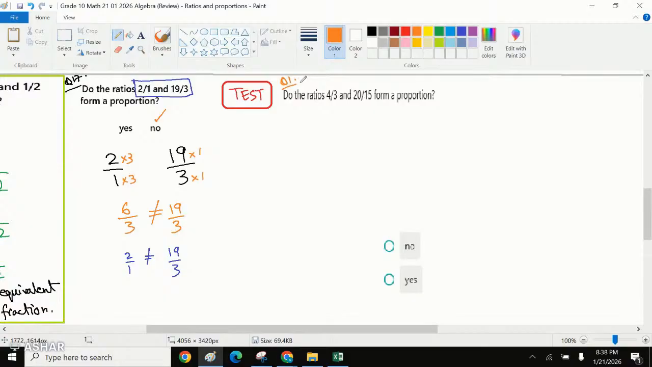Yes, that's right. Why? Because when we write 4 upon 3 and 20 over 15, we multiply this by 5 to make it 15. So 4 multiplied by 5, we can see this is 20 upon 15. That means these two numbers given, yes, they have a proportion. Agreed? Thank you. Let's move on to the next question.